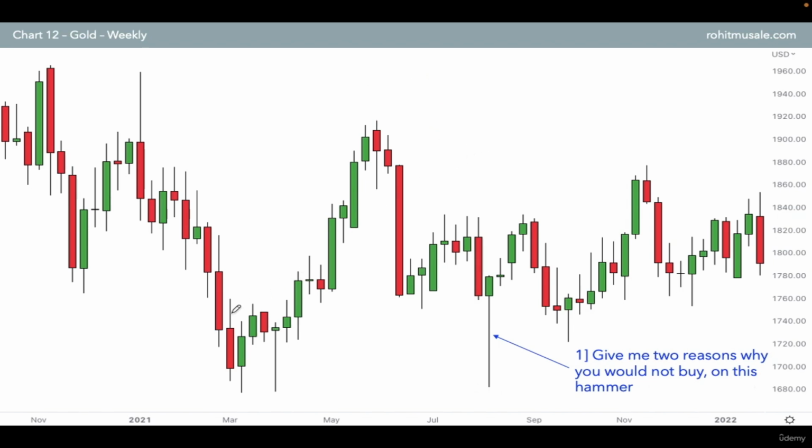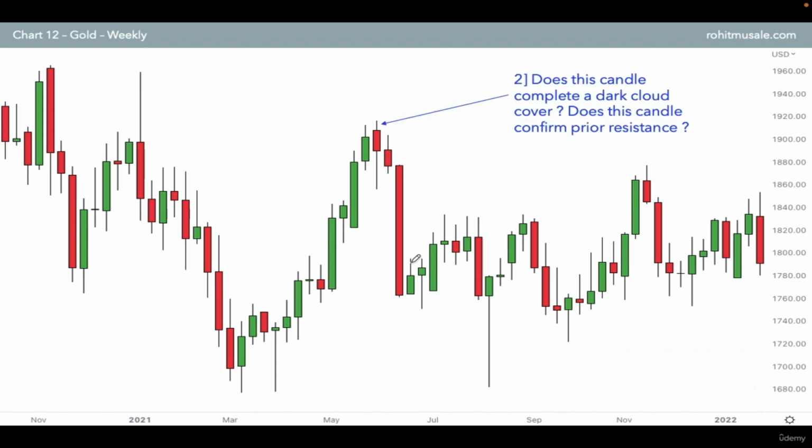The second, more subtle reason is, if you draw this support line, you will find that the hammer is not confirming that support line. For a confirmation, you need the shadow to cross and then close back up above to create that hammer. But that's not happening here. So this support is not confirmed. Okay. So those are the 2 reasons why I would not buy on the hammer.